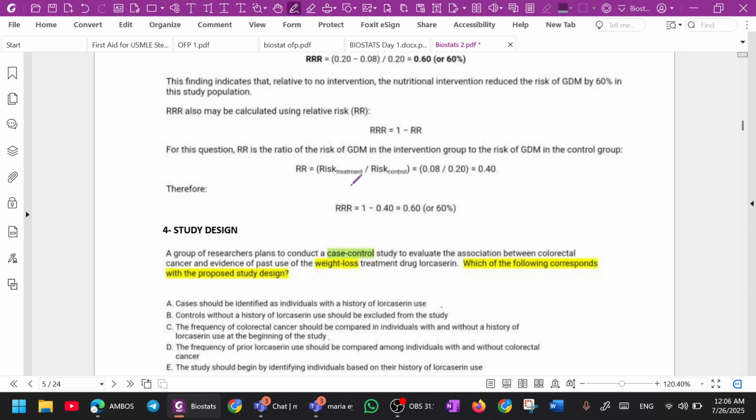Okay, study design. A group of researchers plans to conduct a case control study to evaluate the association between colorectal cancer and evidence of past use of the weight loss treatment drug lorcaserin. Which of the following corresponds with the proposed study design? Case control study.